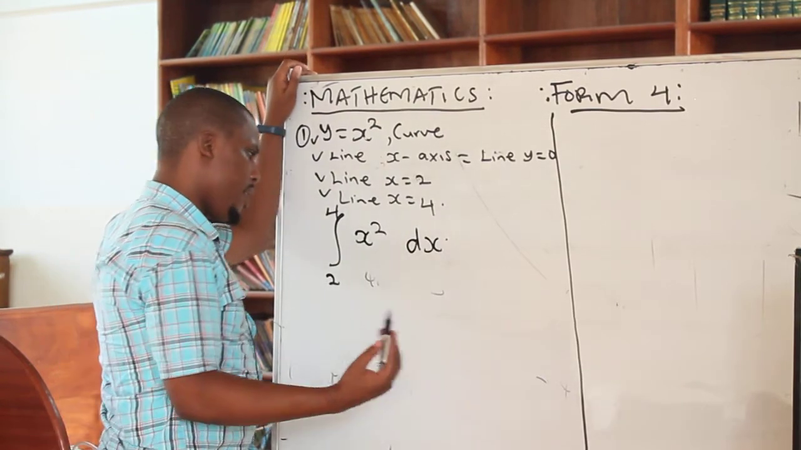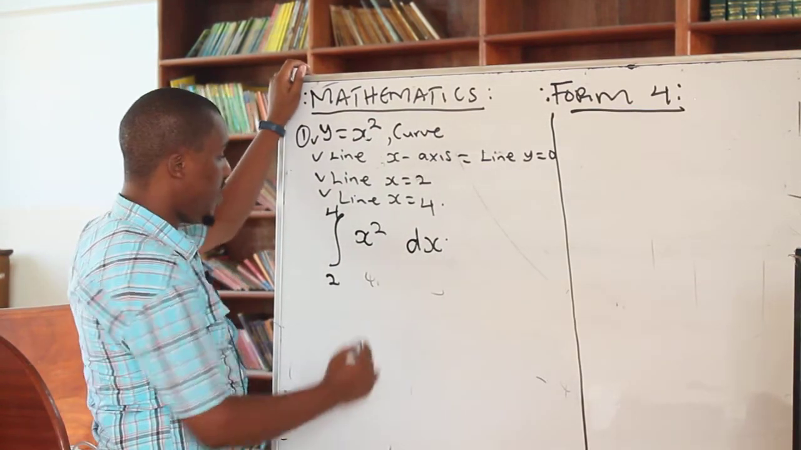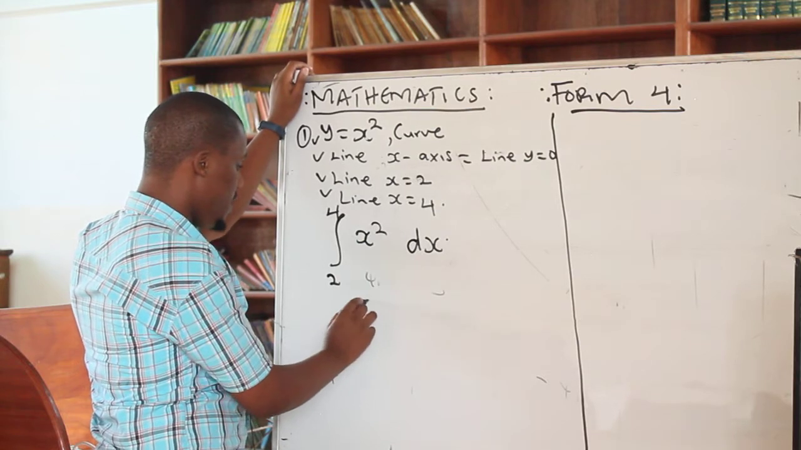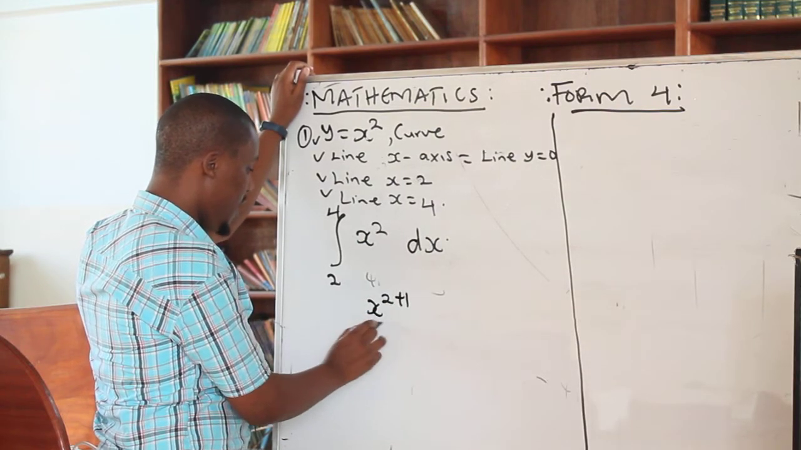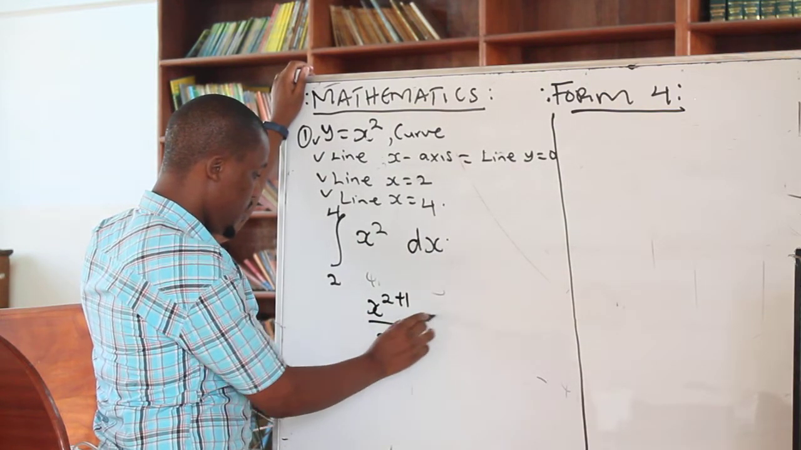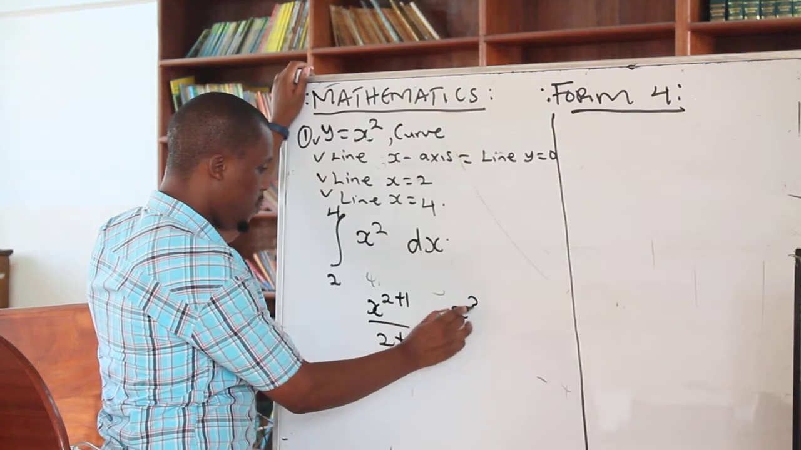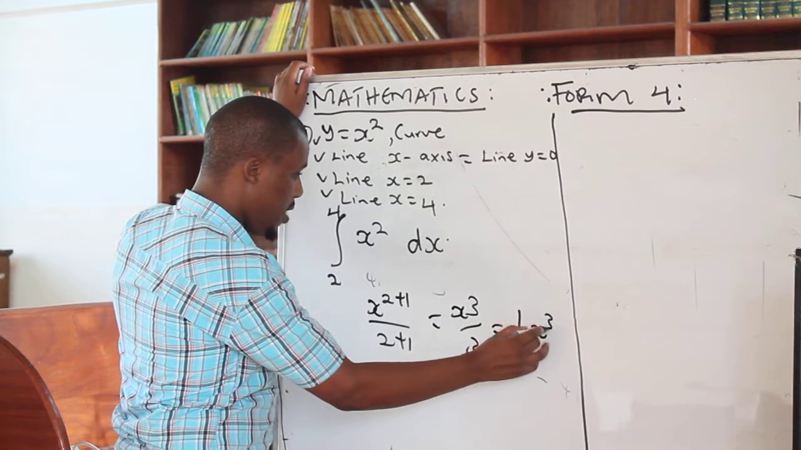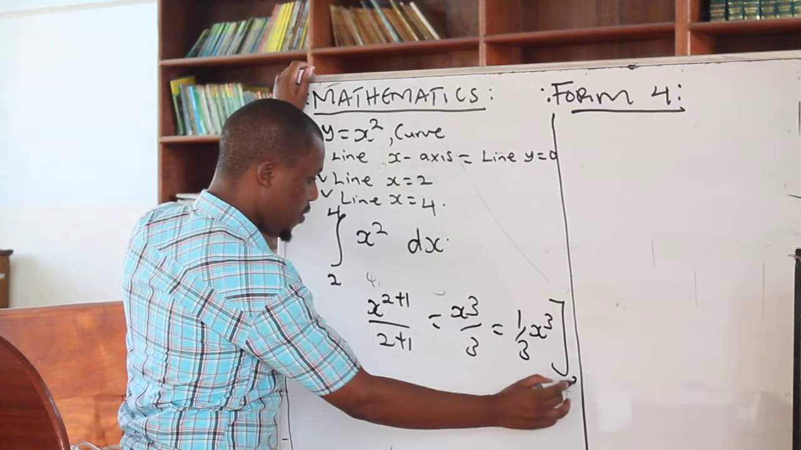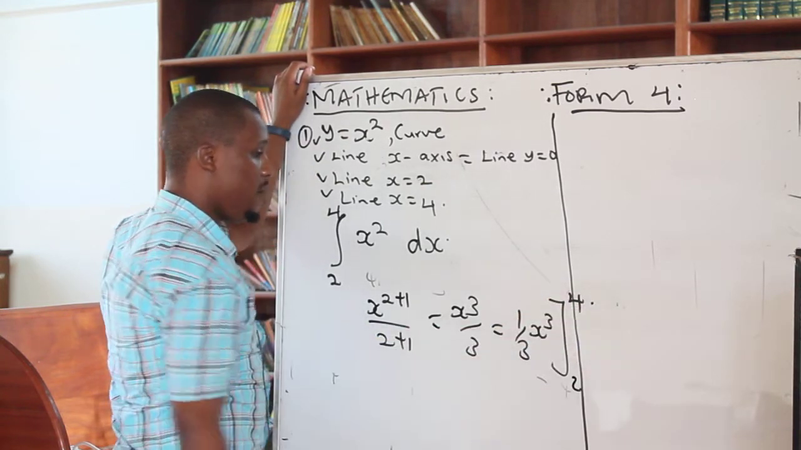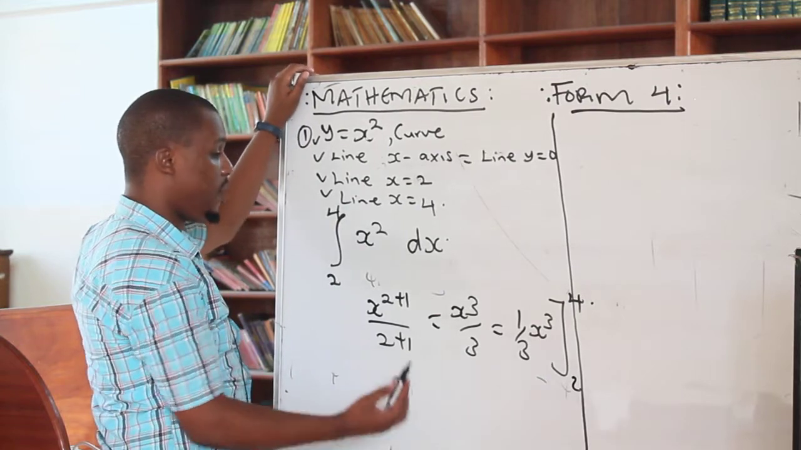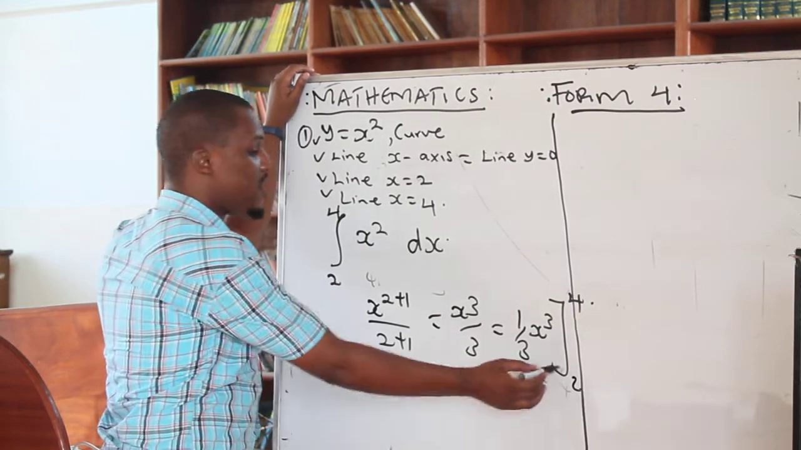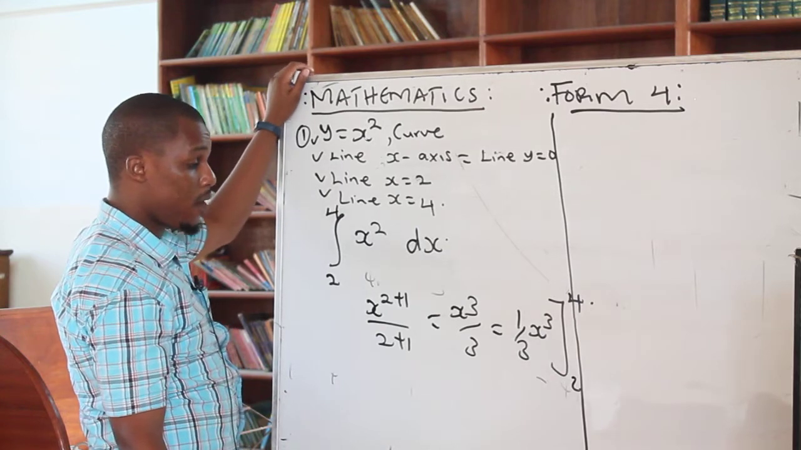And in the normal way, or the technique that I have shown, you add the power. So this one is going to be x to the power 2 plus 1, divided by the new power. So 2 plus 1. This one is going to give us x cubed over 3, which is 1 over 3 x cubed. Now we put in the limit. We have from 2 to 4. Remember, if there was no limit, you would add our c. So because the limits are there, we need to come back now with the correct answer.